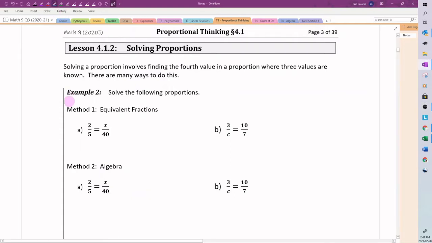So the first one is treat them like equivalent fractions. So if I have 2 over 5 equals x over 40, if I'm thinking about this as equivalent fractions, I would say to myself, well, I have to go 5 times 8 to get 40. So I need to go 2 times 8 up here. So x equals 2 times 8. So x equals 16.